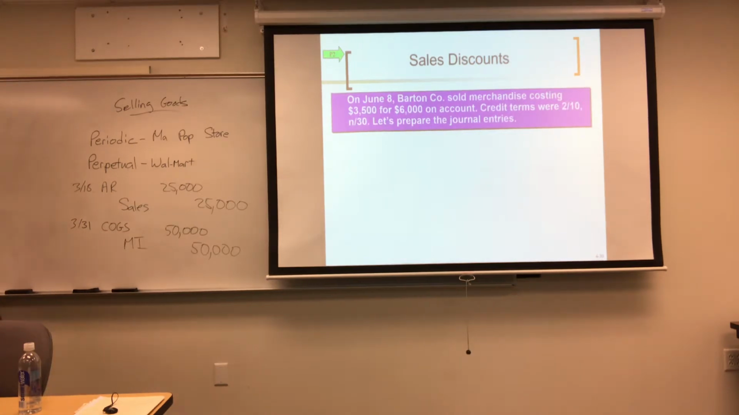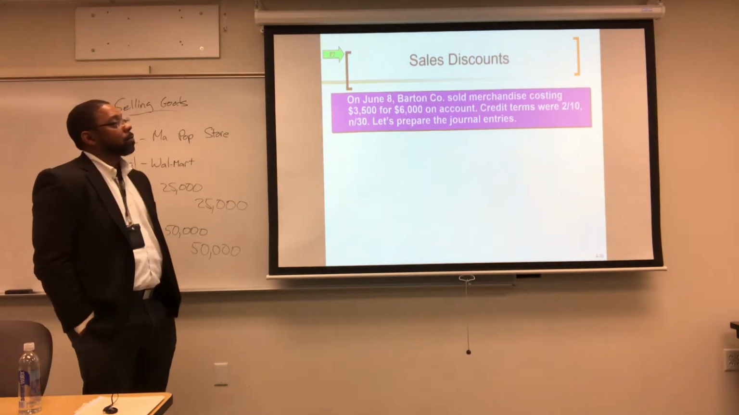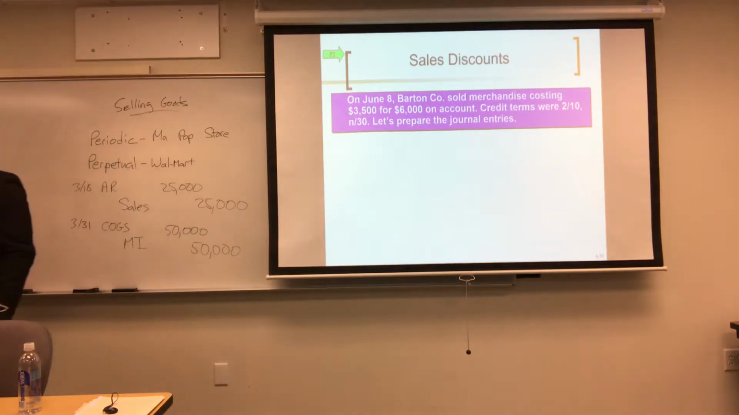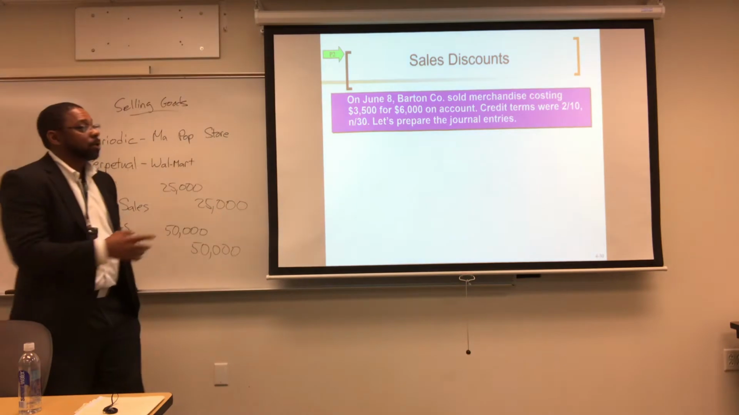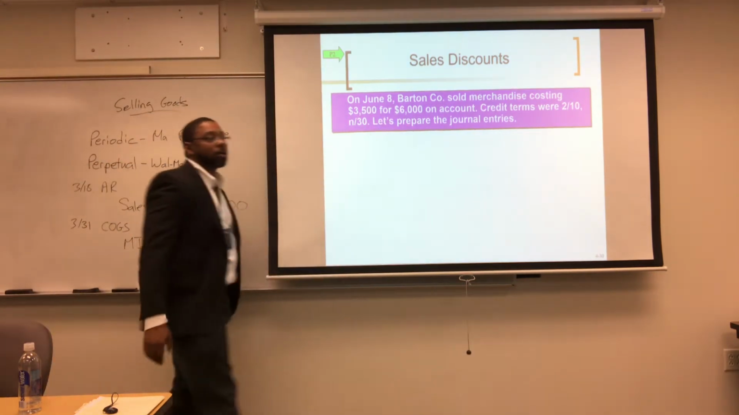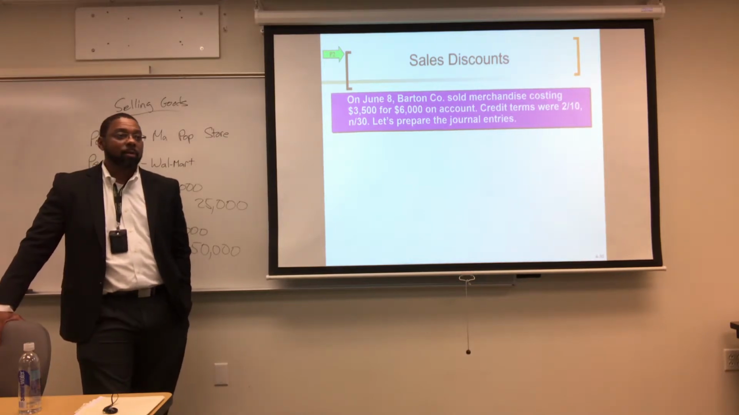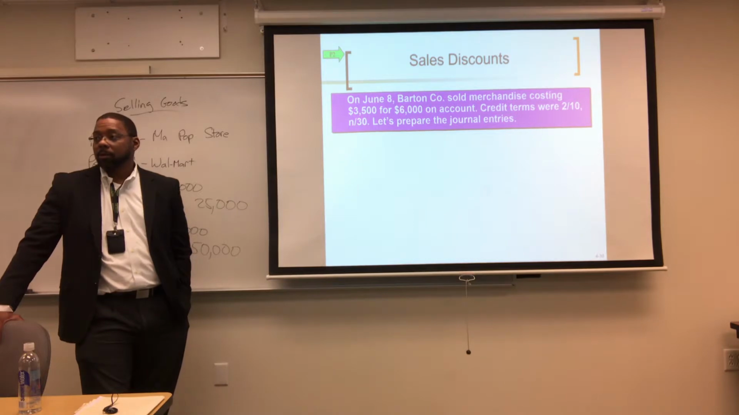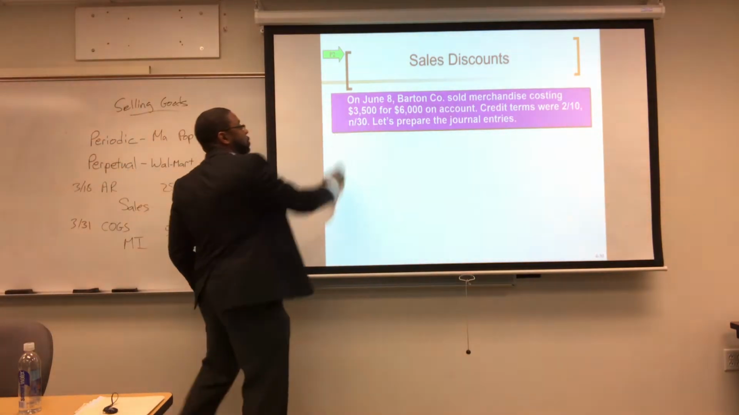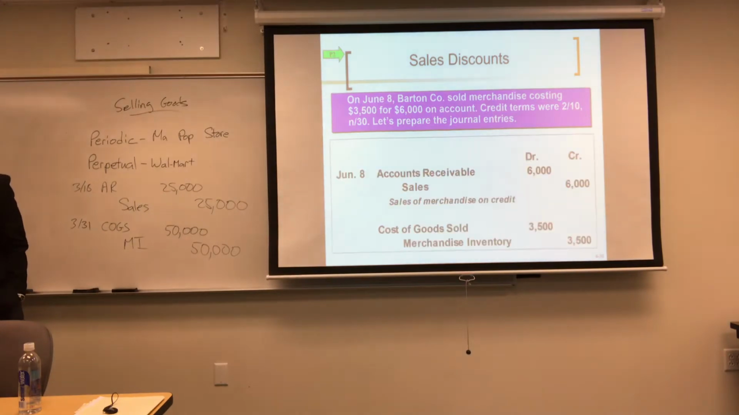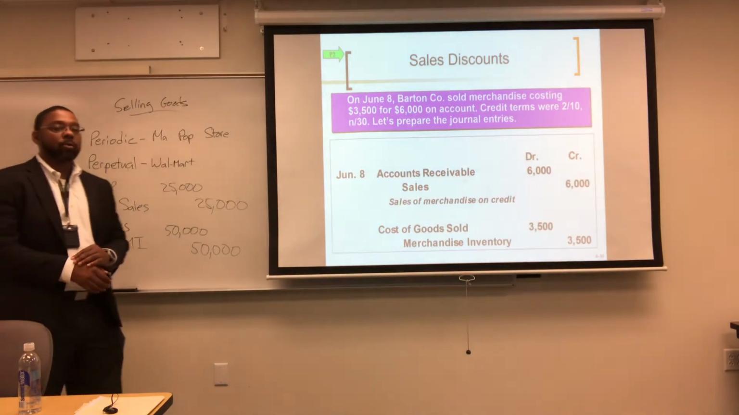All right, so sales discounts. Let's say June 8th, Barton Company sold merchandise costing $3,500 for $6,000. Credit terms of 2/10, net 30. Let's prepare the journal entry. This is perpetual, so we're going to debit accounts receivable and credit sales for $6,000, that's the price. And we're also going to make an adjustment for the merchandise inventory. So we're going to debit cost of goods sold and credit merchandise inventory for $3,500. That is our inventory adjustment. Everyone with me so far?